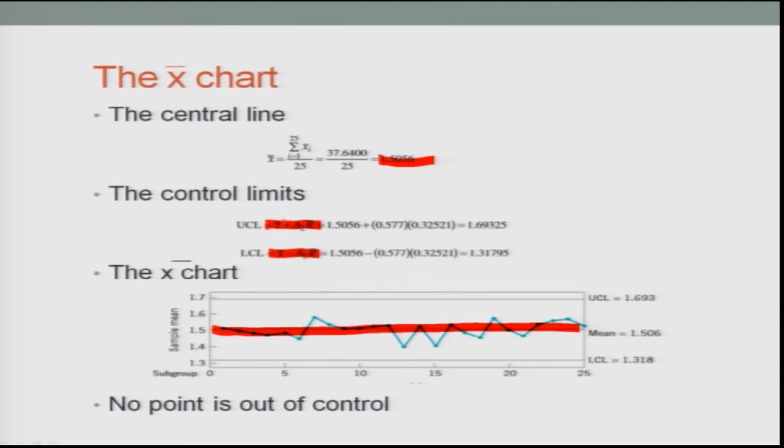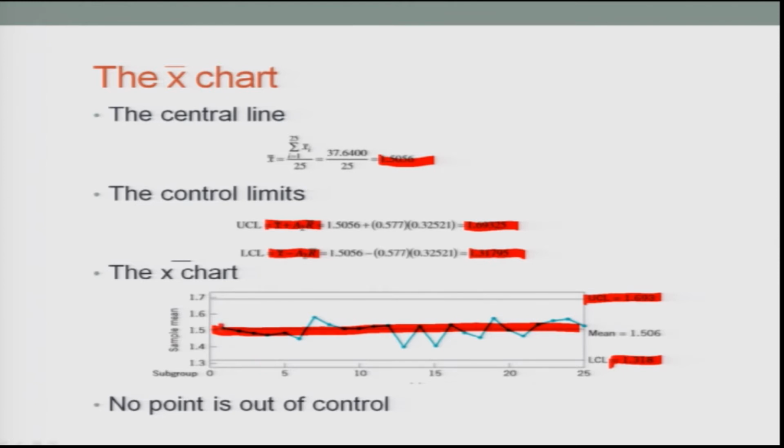So, this x double bar comes from 1.5056, this R bar you have already calculated, and this A2, which is plus or minus, depends on the sample size, which you find from the table. The upper control limit comes out to be 1.6932, which is plotted here, and the other value is 1.31795, which is plotted here, and then you see the plots have been made.